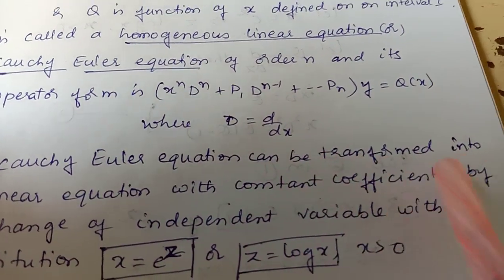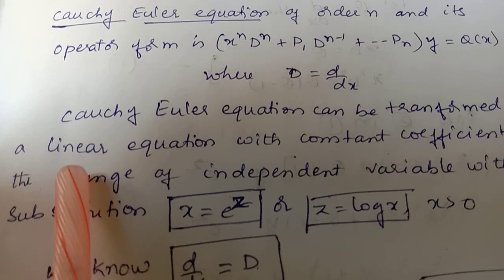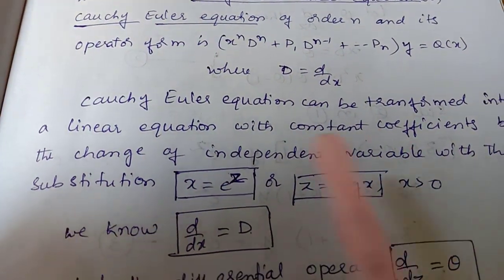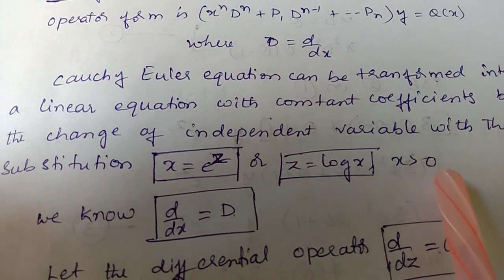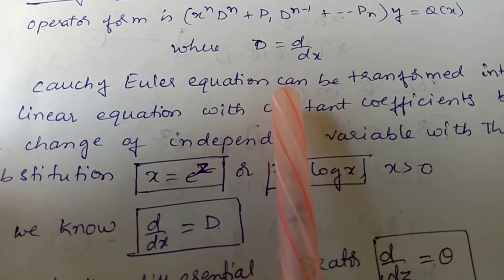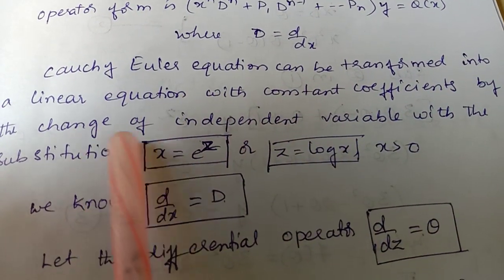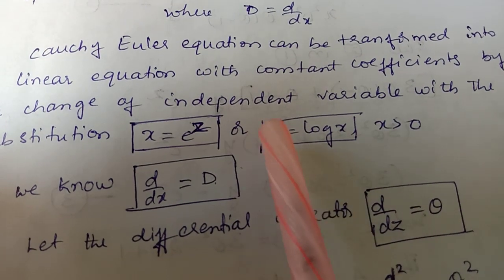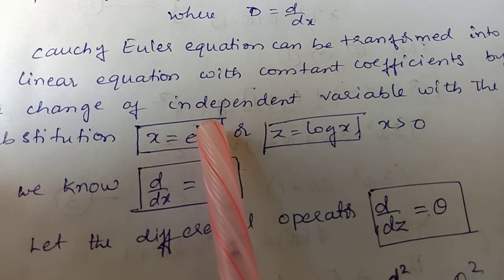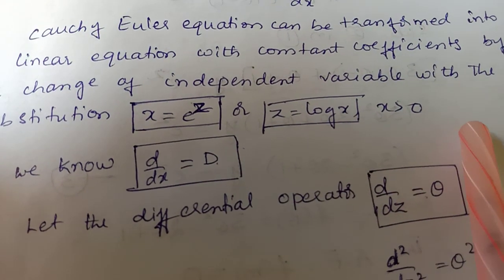Cauchy's Euler equation can be transformed into a linear equation with constant coefficients by a change of independent variable with the substitution x = e^z, or z = log x. Here we are changing Cauchy's Euler equation into a linear equation with constant coefficients by writing x = e^z, or z = log x, and x is always a positive value.